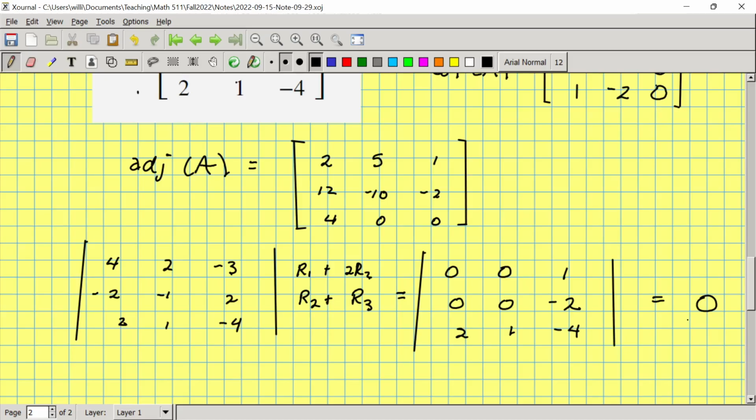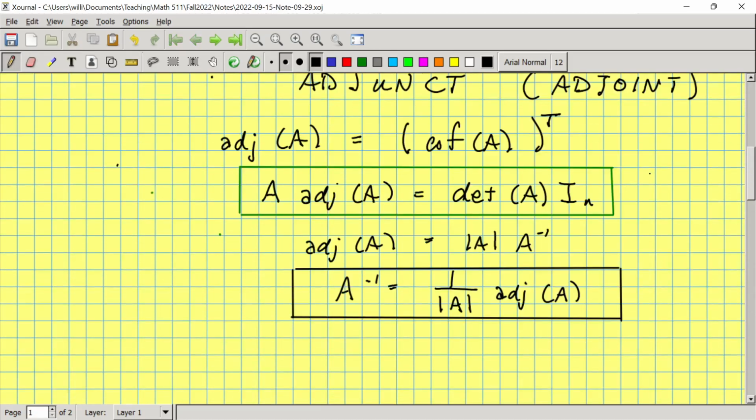So it's not invertible, right? So I can't calculate the inverse, but I can calculate the adjoint and the cofactor matrix, which means I can still use the green formula box, but not the one that's in the textbook.